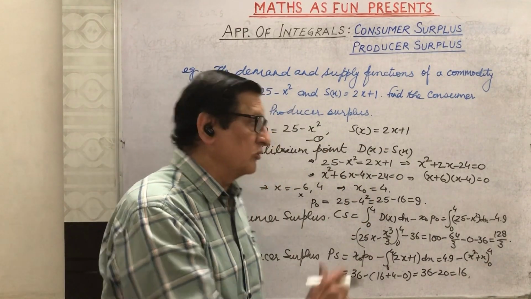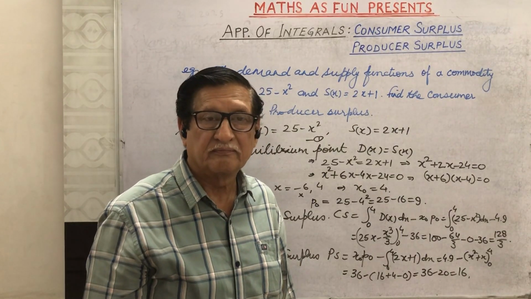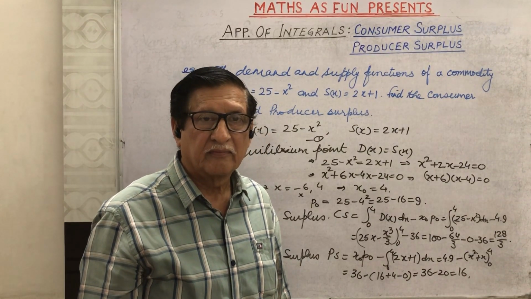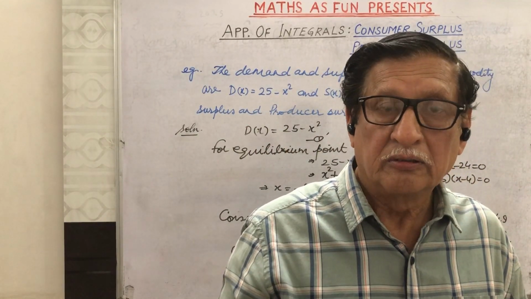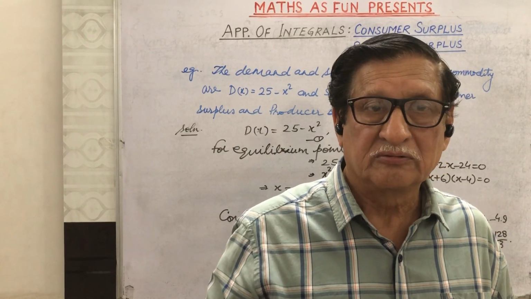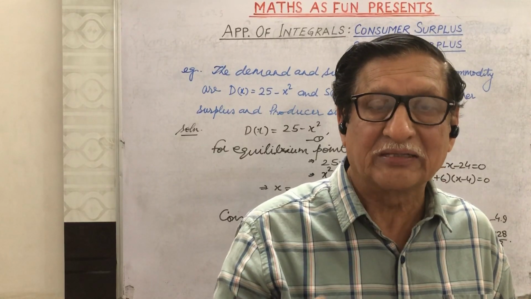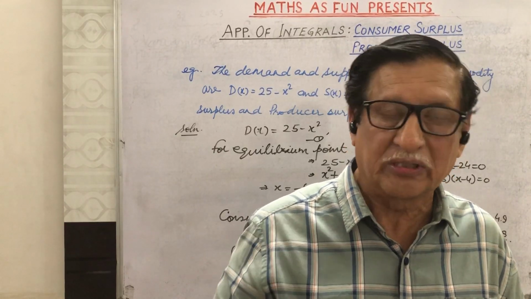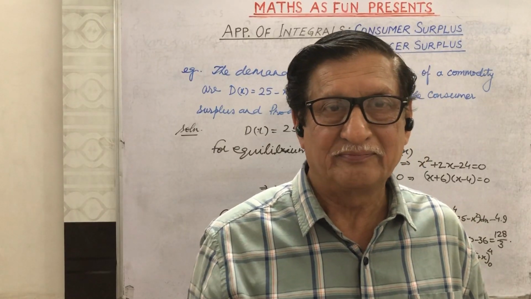So we have learned how to calculate the consumer surplus and the producer surplus. So in this video we have understood what the demand and the supply laws are, the equilibrium point, and the consumer surplus and the producer surplus and how to calculate that. Now in the next video we will be starting a new chapter.